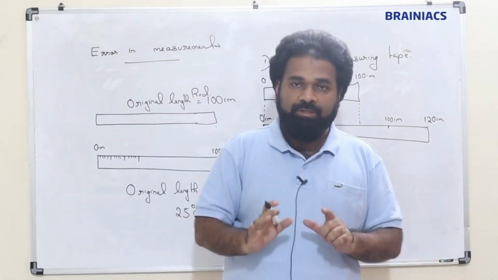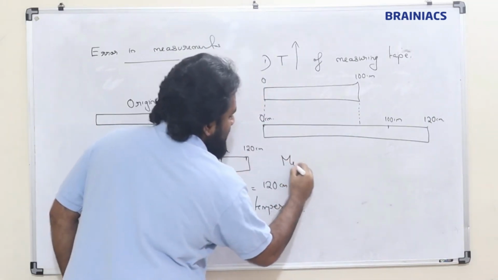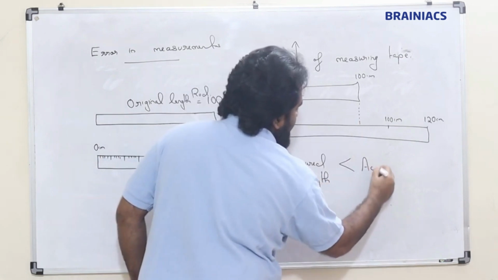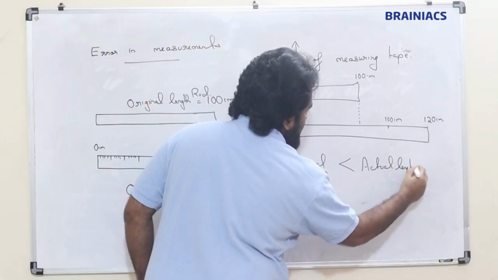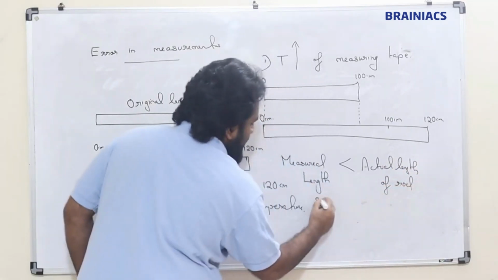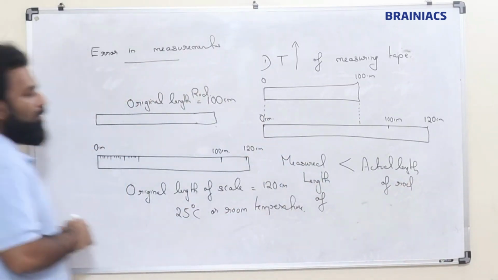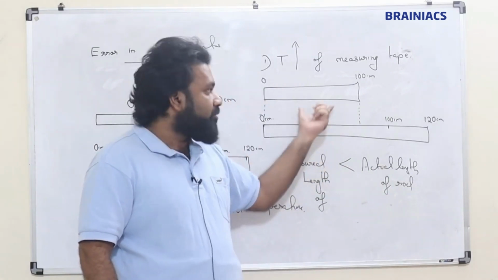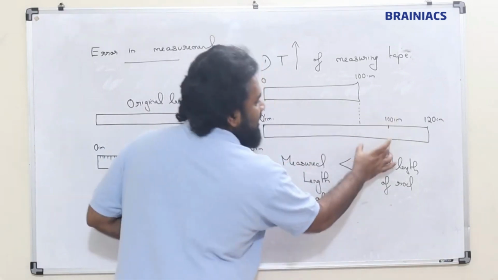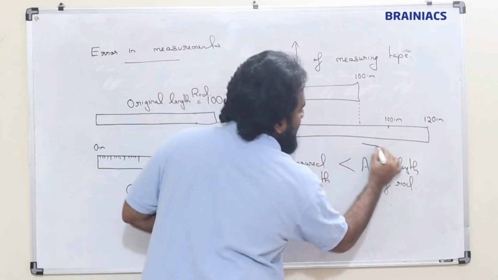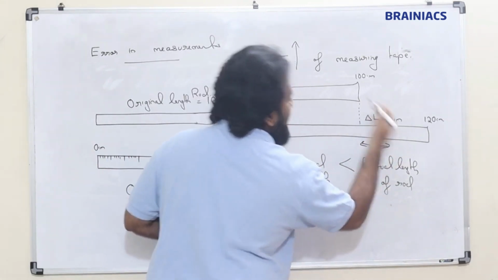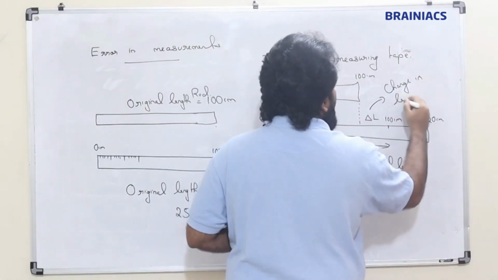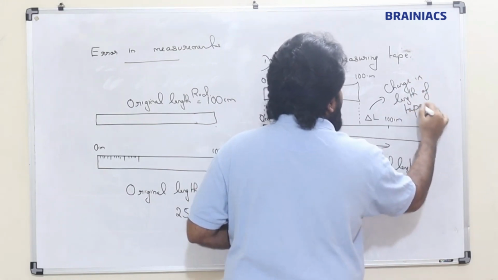So now measured length is less. Measured length of the rod is less than the actual length of the rod. Now, how can we find the actual length? Actual length of the rod is measured length plus the change in length of the tape. So this is what the change in length, this is actually delta L, the change in length of the tape.